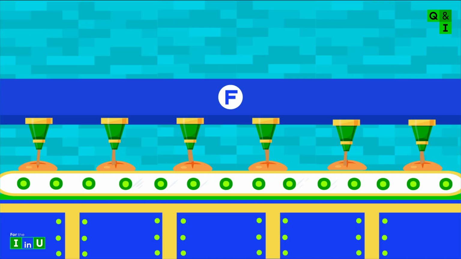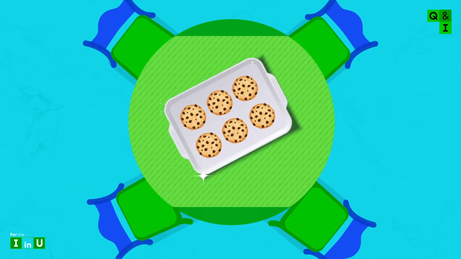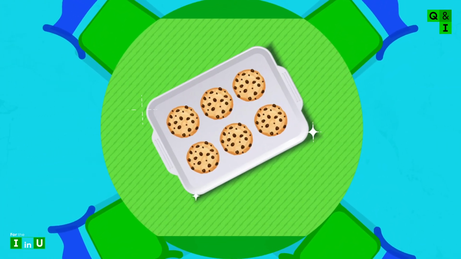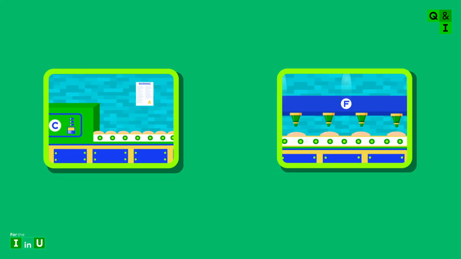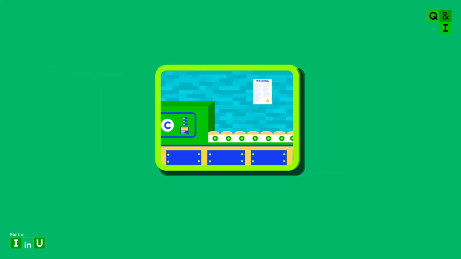Watch as it takes a plain cookie and turns it into a masterpiece with a swirl of frosting. Look at that! A plain cookie transformed into a frosted delight. But what if we could combine the powers of these two machines into one incredible creation?